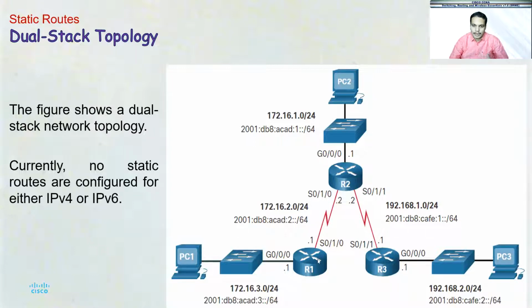So when you first set up R1, the routing table will only contain the entries for these two connected networks, which are 172.16.2.0 and 3.0. It will also show the entries corresponding to the IP addresses configured for the interface G0/0/0. The IP address for this is 172.16.3.1. Similarly, for the interface S0/1/0 it is 172.16.2.1. So let me show you.